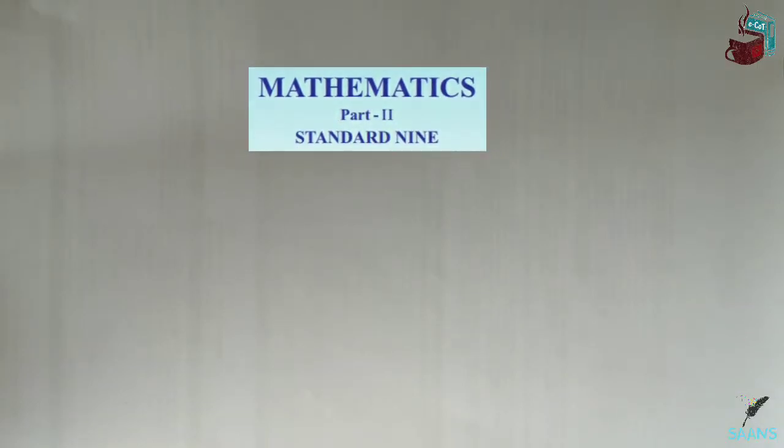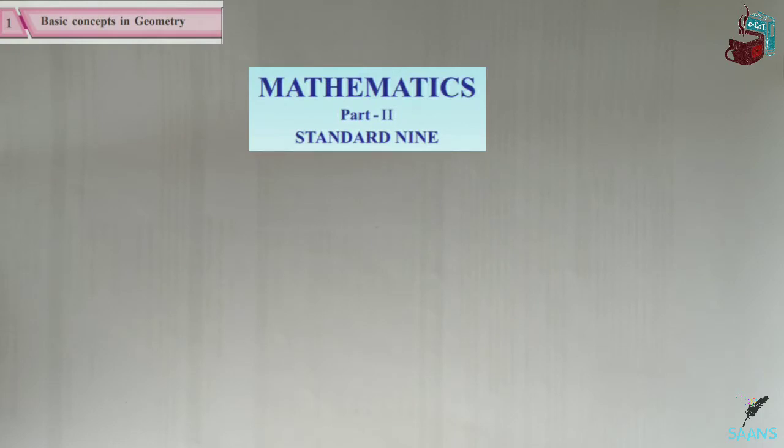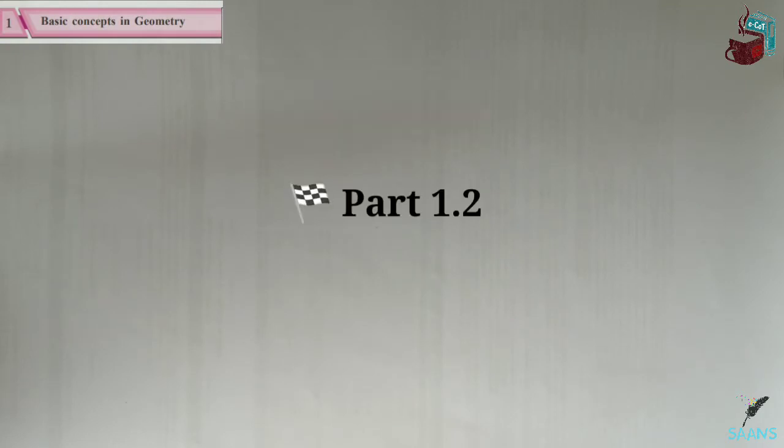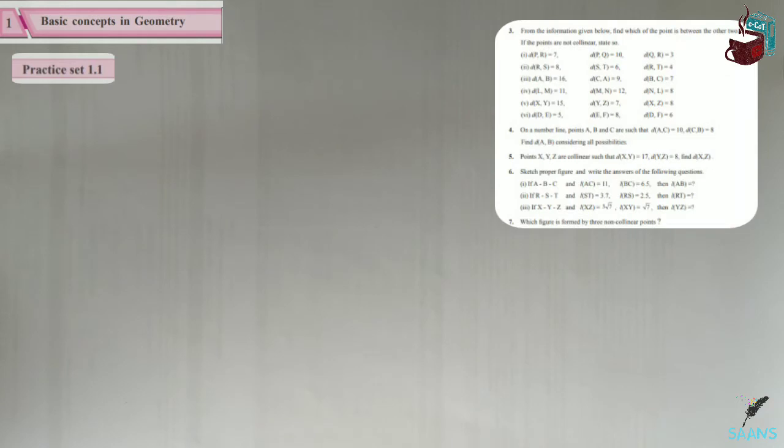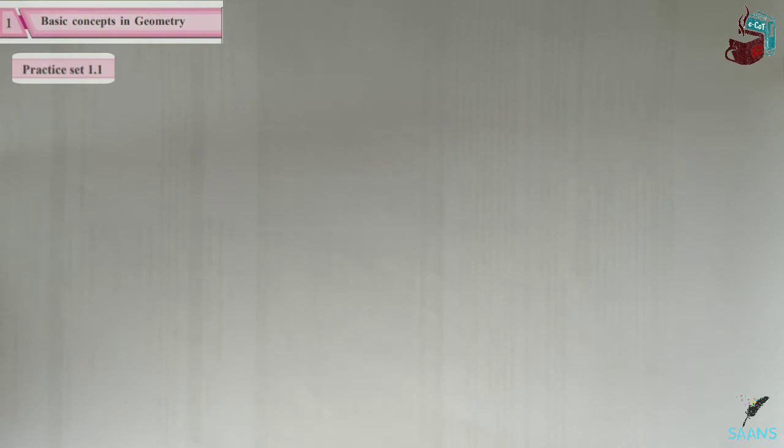In geometry we are going to continue with chapter 1, that is basic concepts of geometry. This is your part 1.2. इसमें हम लोग प्रैक्टिस सेट 1.1 का क्वेश्चंस 3, 4, 5, 6, 7 से डील करेंगे. Okay, in the previous part we dealt with distance between the 2 points. Now let's start with the next, that is betweenness.